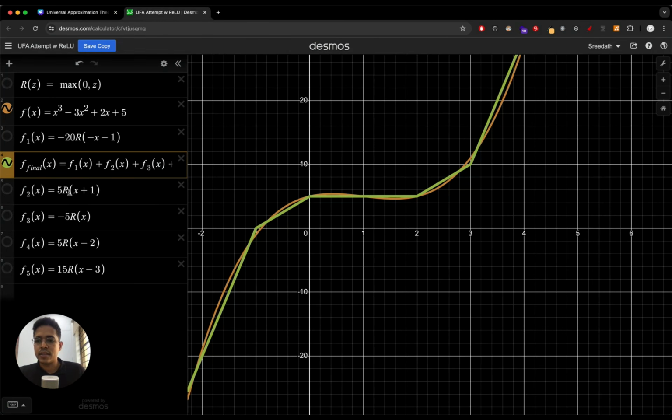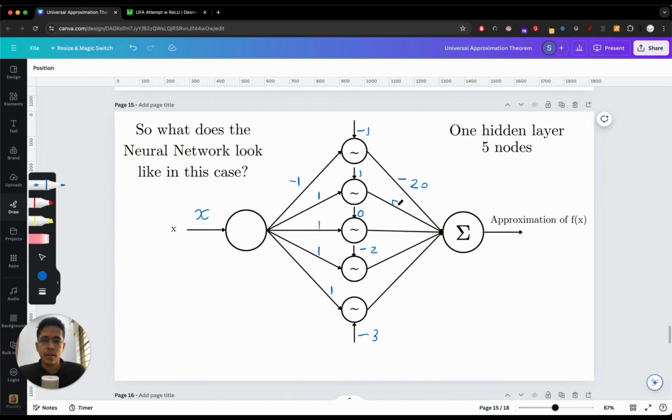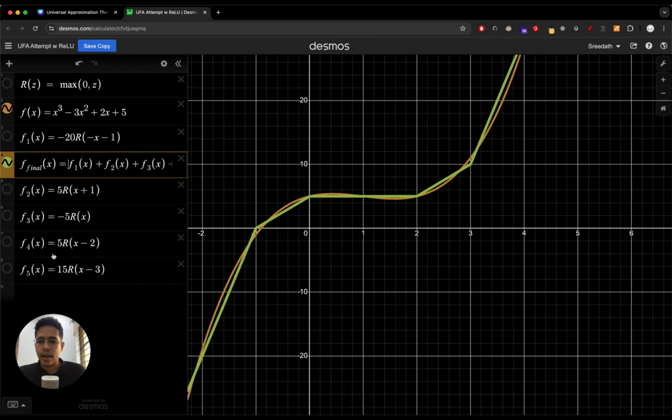Then here it is 5. Here it is minus 5. Plus 5. And 15.